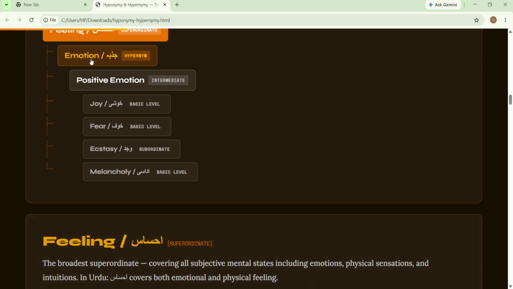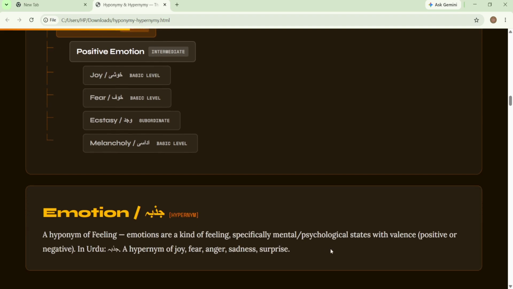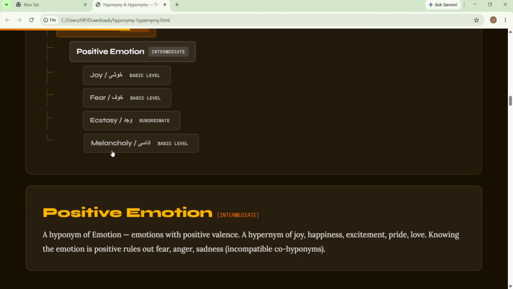Then let's look at emotion. A hyponym of feeling, an emotional kind of feeling, especially mental or psychological states, positive or negative. It is a hypernym of joy, fear, anger, sadness. Then positive emotions, and negative too, like melancholy. A hyponym of emotion, emotion with positive valence. A hypernym of joy, happiness, excitement, pride, and love.